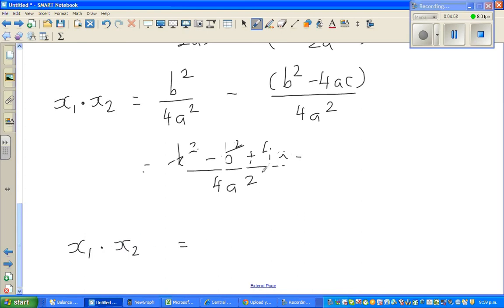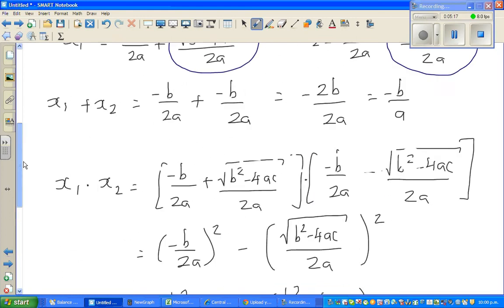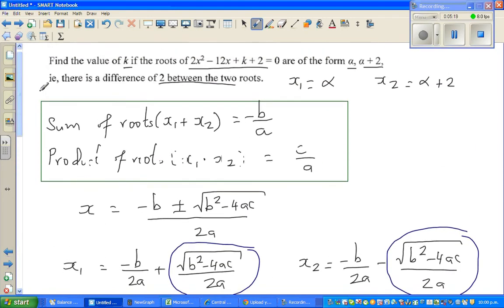I'm going to write this 4ac as 4a times c, and 4a squared I can write as 4a times a. So this 4a and 4a get cancelled, so that is c over a. So these are the two formulas that are useful in many of these general type of equation, which can be an excellence question for level 2, and it can be a merit question for level 3.